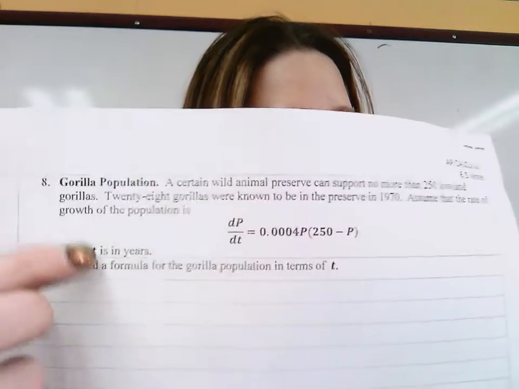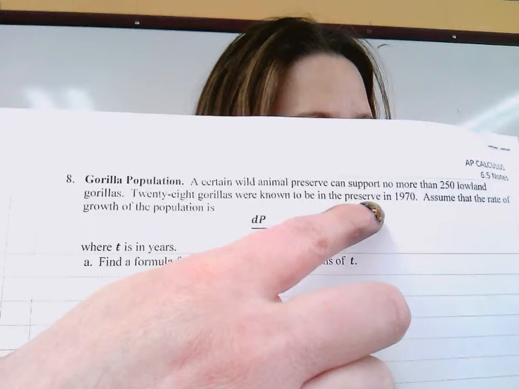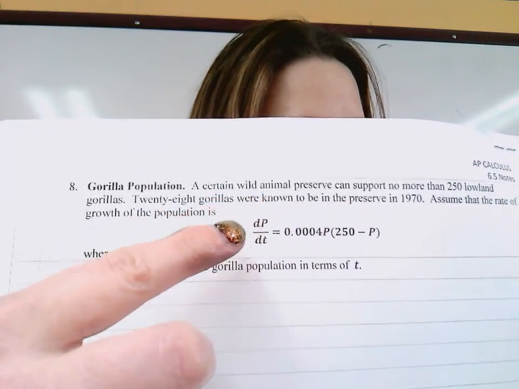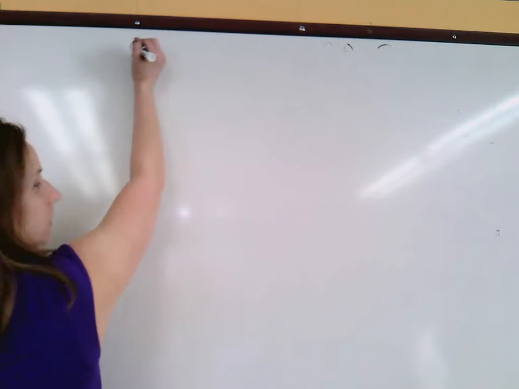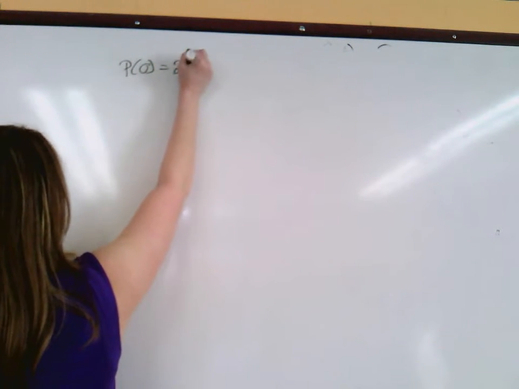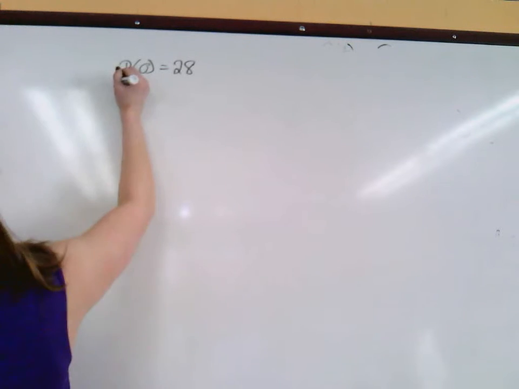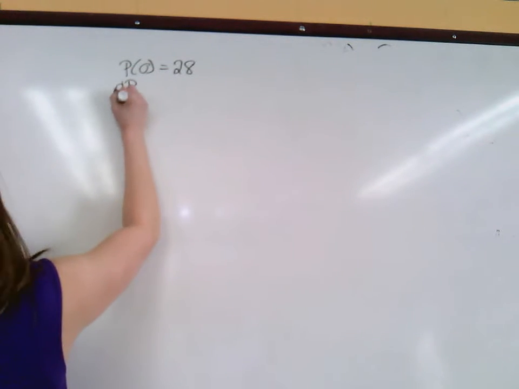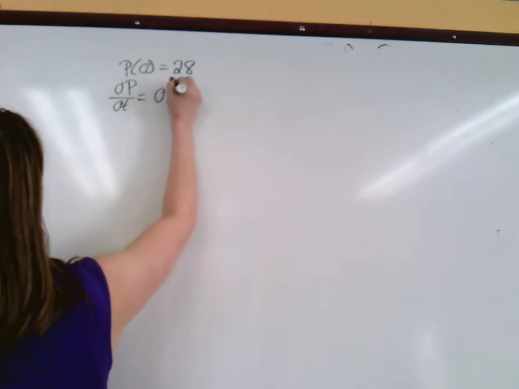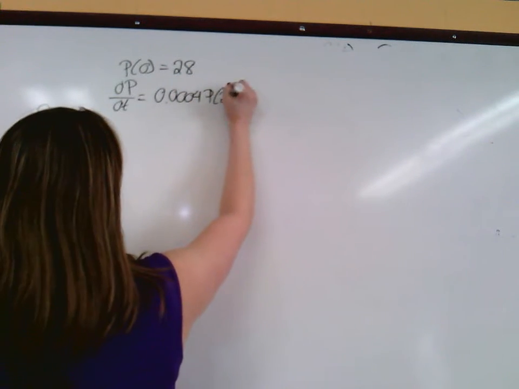So we need an initial condition. The initial condition is going to be 1970, and in 1970 we had 28 gorillas. So we're going to have P of 0 equals 28. Remember, this is T and that's P. And then we have dP over dt equals 0.0004 P times 250 minus P.